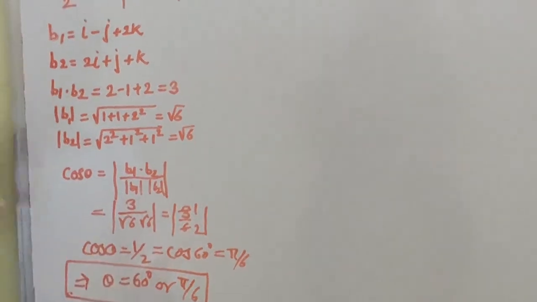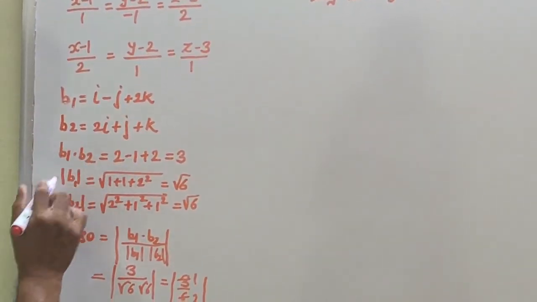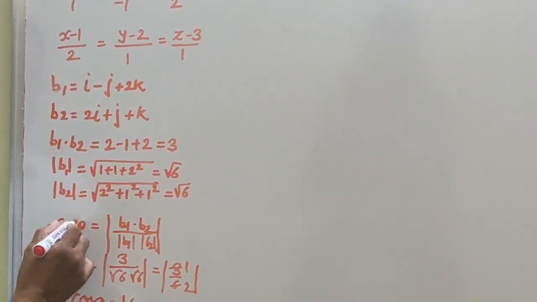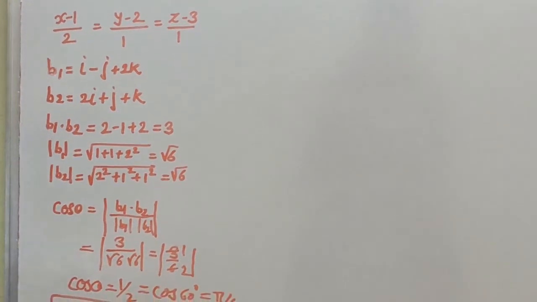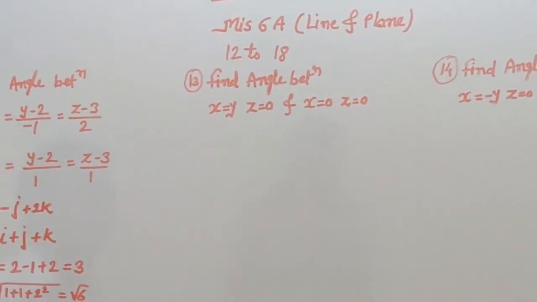You understand? First you have to find out b1, b2, then b1 dot b2, modulus of b1, modulus of b2, then apply the formula of cos theta. This formula is already told to you. Now we are going to solve problem number 13.